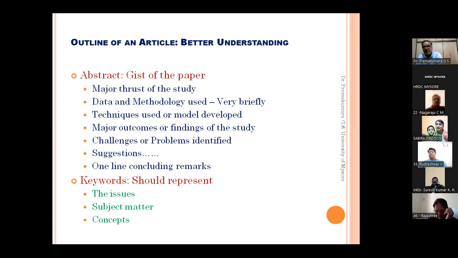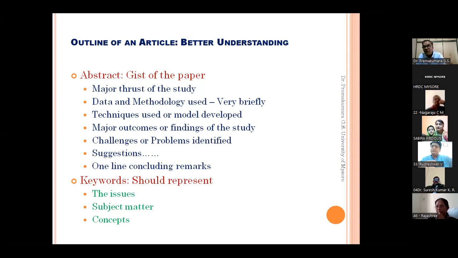And some of the challenges or the problems identified. Here, the problems are not what you have faced, but the problems related to the subject matter. What are the challenges in solving inequalities? What are the problems and challenges in achieving development? What are the challenges that India is facing in increasing the value of the currency, particularly at the international level?